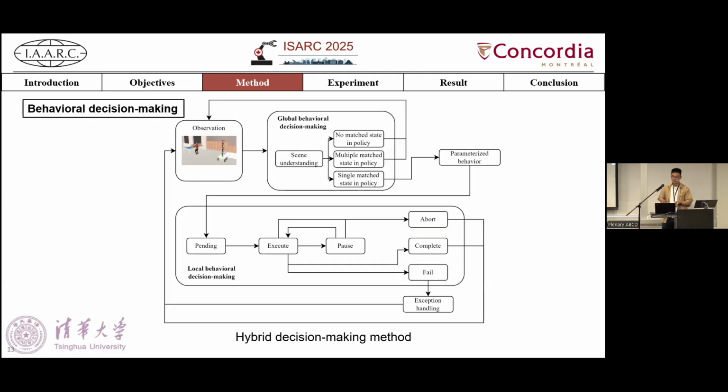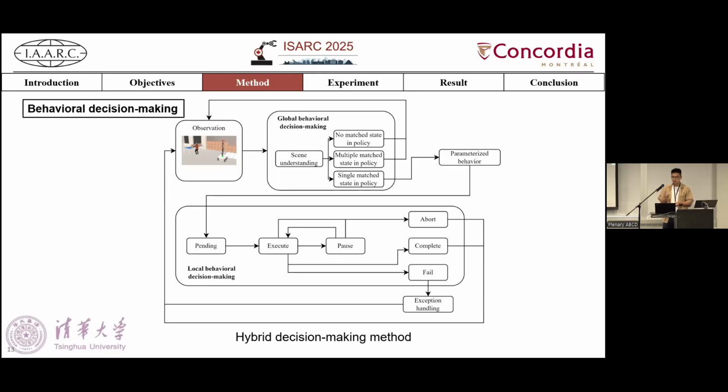So after that, we need an algorithm to do this decision making. It contains the global level and the local level. So in the global level, the robot uses its own scene understanding result to decide what action to take. It usually has three kinds of outcomes. So the first situation is that there is no matched result in the policy. Then the robot will keep in a default state. In most cases, it means it will keep still or inactive.